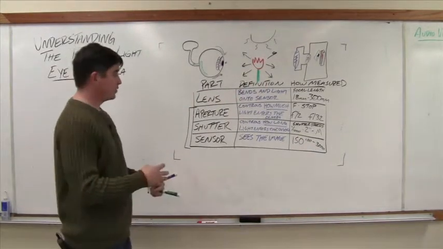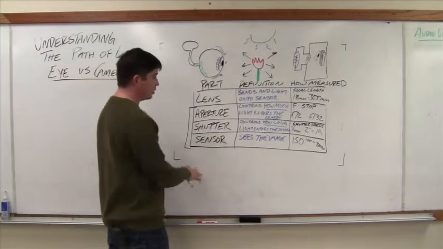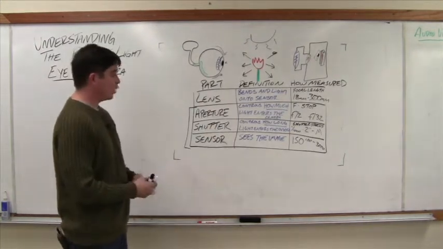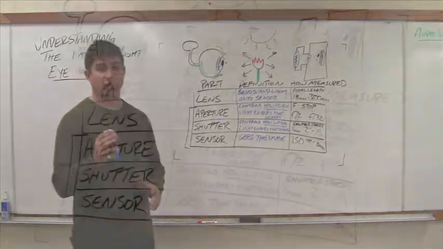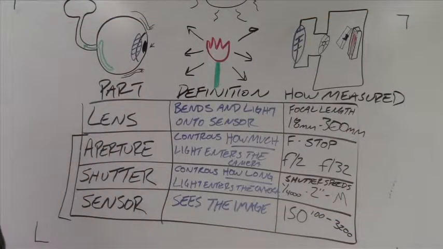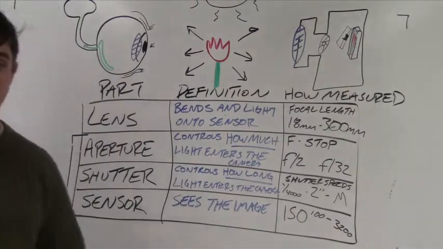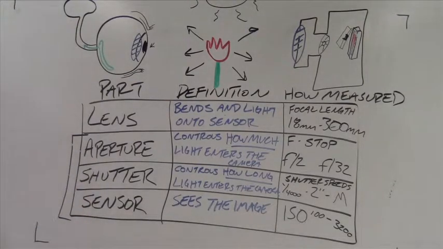Now again, as photographers, it's important for us to know these because this is how we control how light is entering our camera. In our next discussion about the exposure triangle, we will be talking about aperture, shutter speed, and ISO. So become very familiar with these terms.